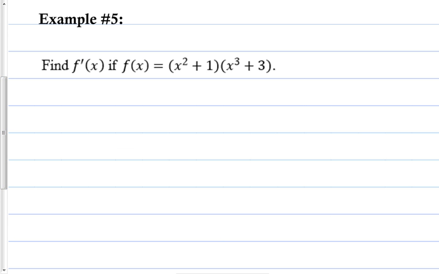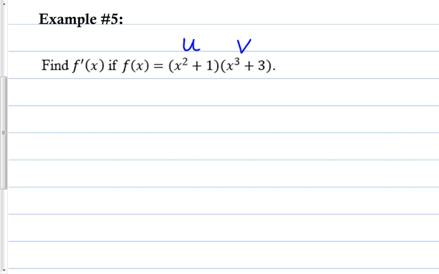Okay, so example 5 says find f prime of x if f of x equals the quantity x squared plus 1 times the quantity x cubed plus 3. Now notice, these are two things being multiplied, two binomials or two expressions, whatever you want to call them. So the first one, the one on the left, we're going to call that u. And the one on the right, we're going to call that v.